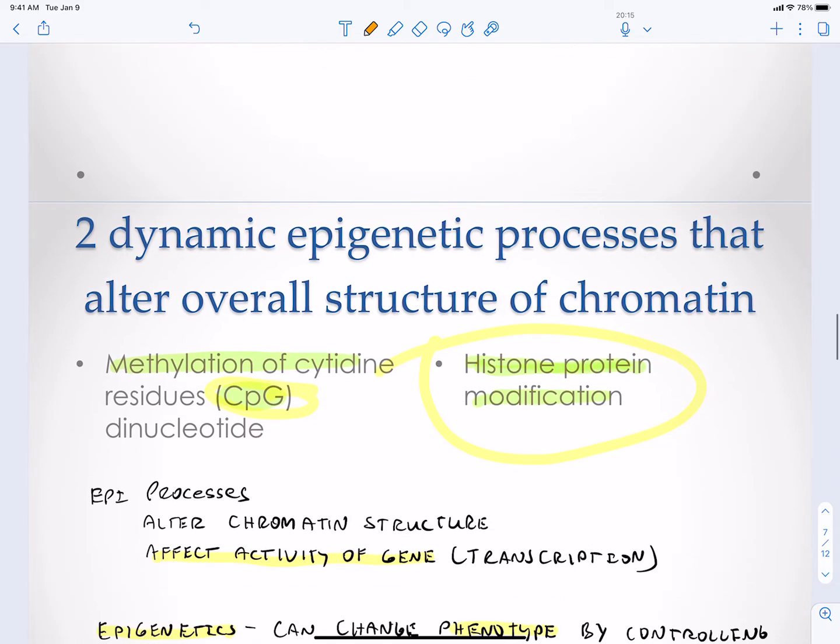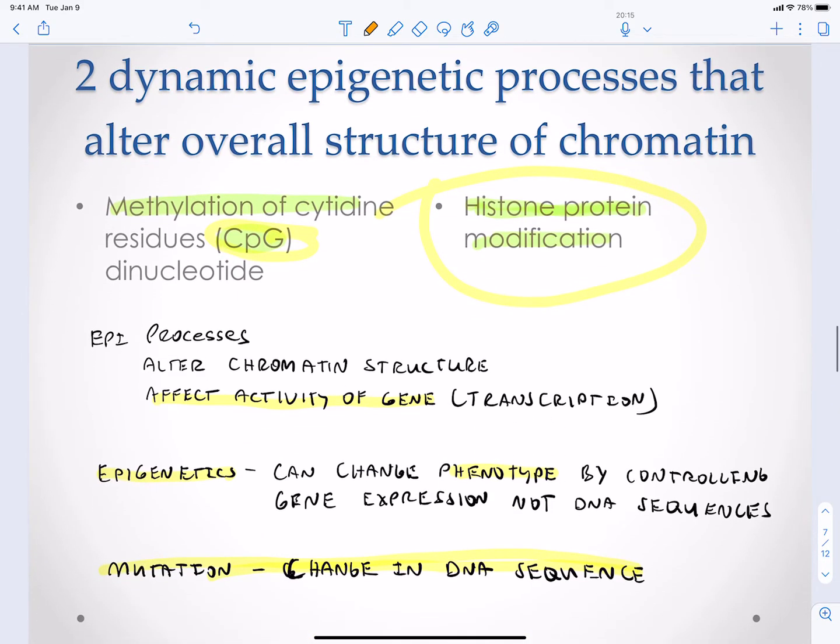Now, how does a cell know which areas should be expressed and made into proteins and which areas should be silenced? And this is going to be an epigenetic process. Epigenetics is important to understand because it basically tells your cell, you're a hepatocyte, so you need to make liver proteins, or you're a neuron and you need to make neuron proteins, or you're a kidney, you need to make kidney proteins, etc.